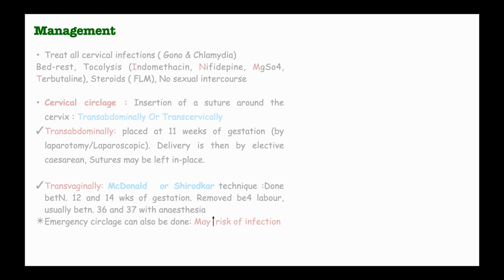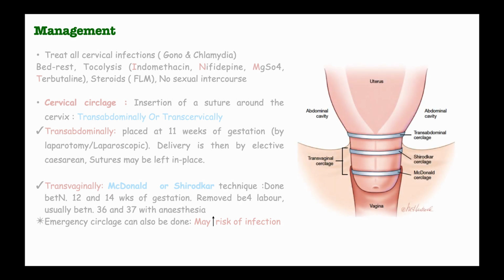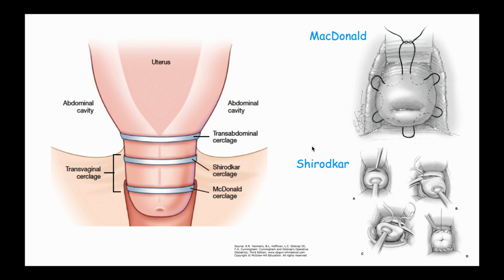Now, when we look at the diagram on our right, these are the various forms of cerclages that we have. The upper one is the transabdominal cerclage, which is quite high. Then the transvaginal cerclages, which include the Shirodkar cerclage and the McDonald's, are also found over here. So these are the basic management techniques that we have for cervical incompetence or insufficiency. Over here, I tried to show different forms of the cerclage.